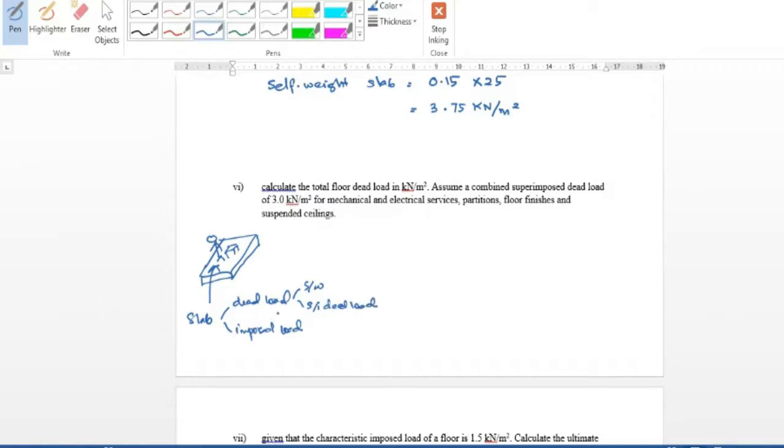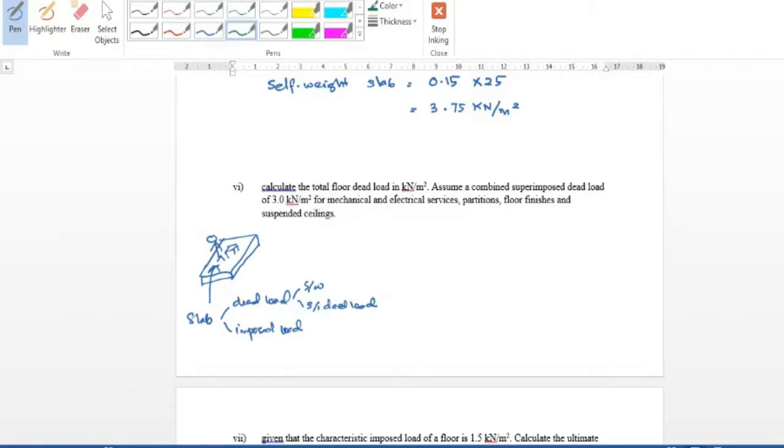Dead load we have self weight. Self weight is the reinforced concrete slab. Superimposed dead load is what? Any permanent features like mechanical and electrical service, partition, floor finishes, suspended ceiling. This one we consider as superimposed dead load on slab. Okay, guys? Clear? So, what are we going to find out here?